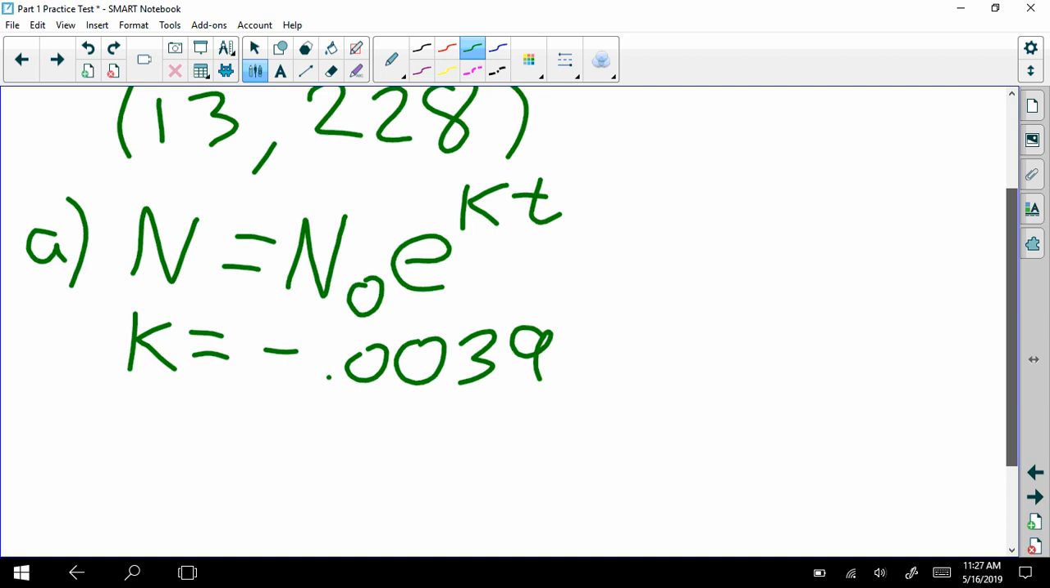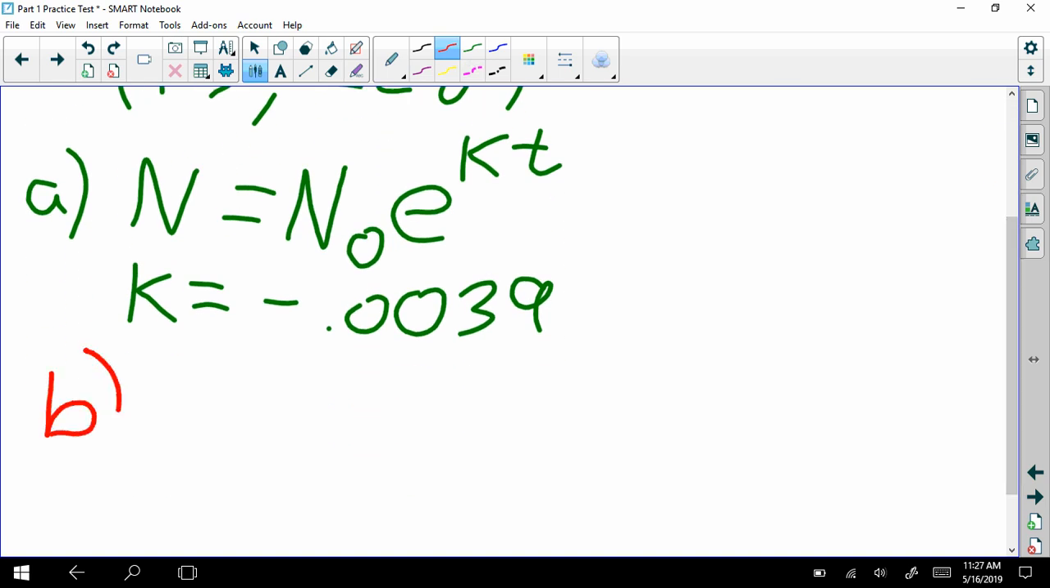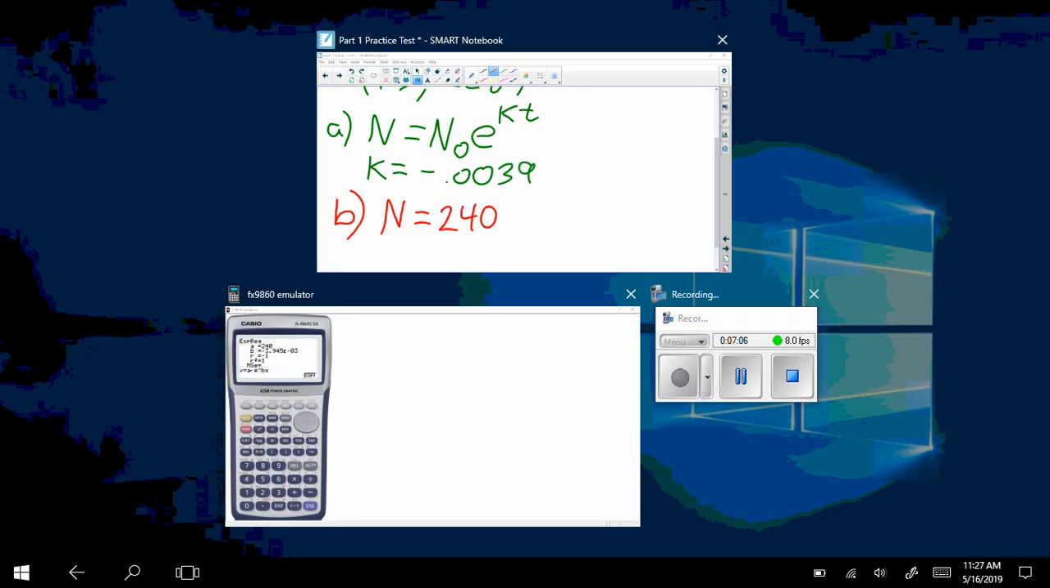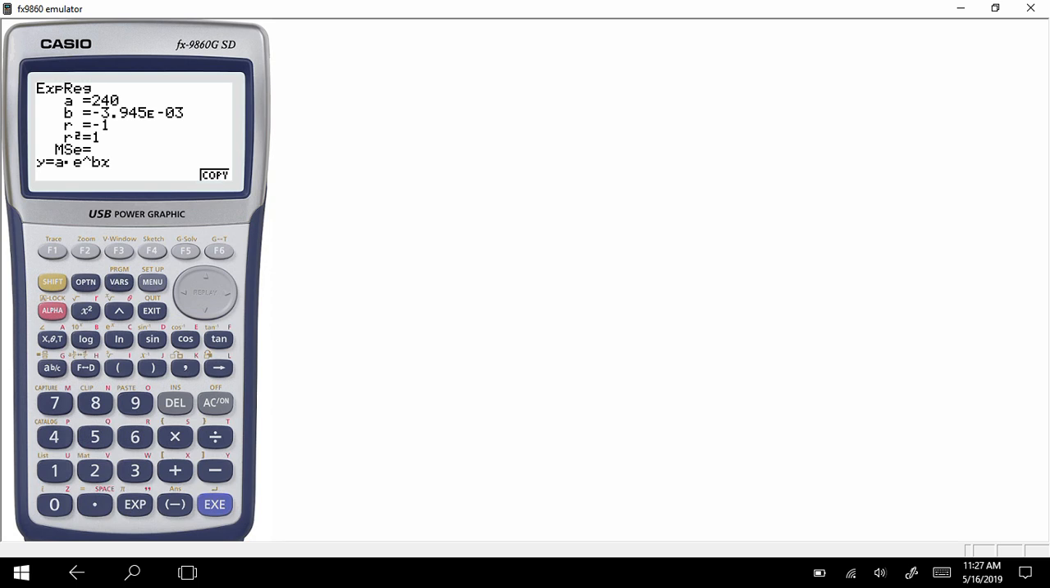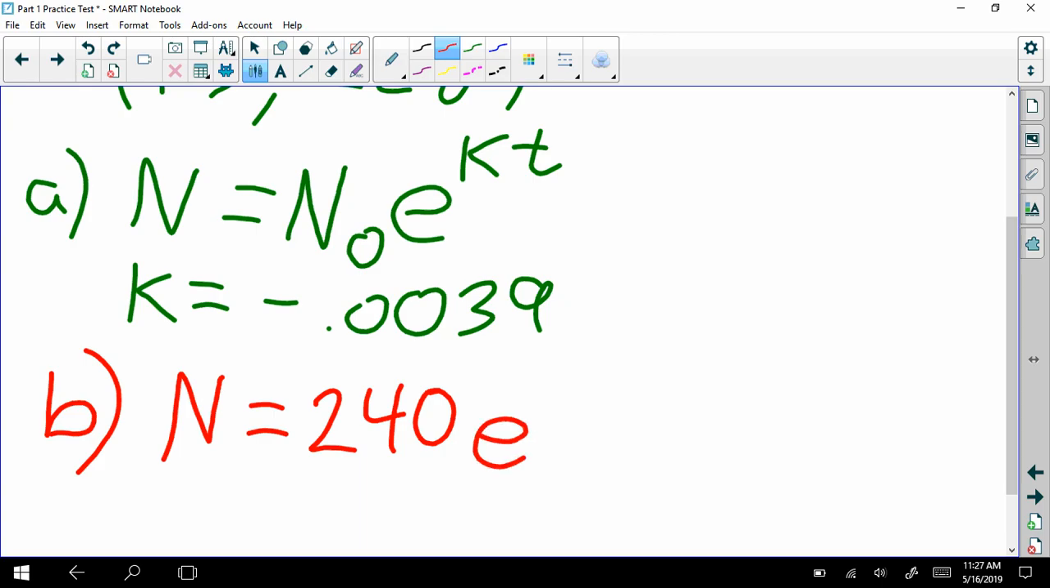Then part B of the question wants you to write the equation, which would be N equals N naught, which your calculator says is 240 for A, E to the KT. E to the K we just wrote down times T. So by typing it into your calculator, you don't even have to do anything except use the regression equation.